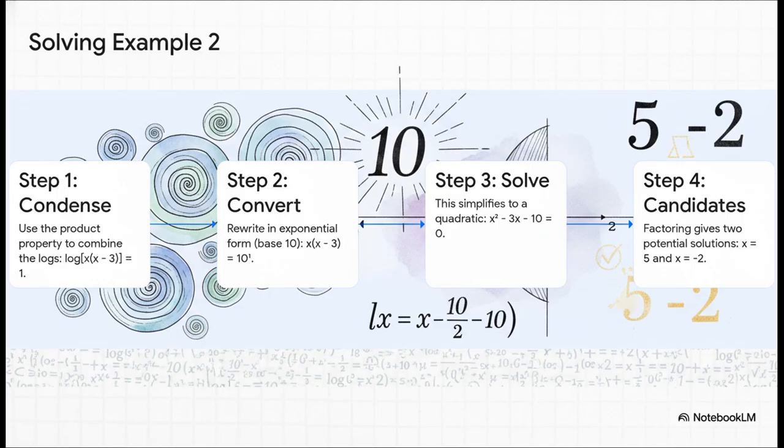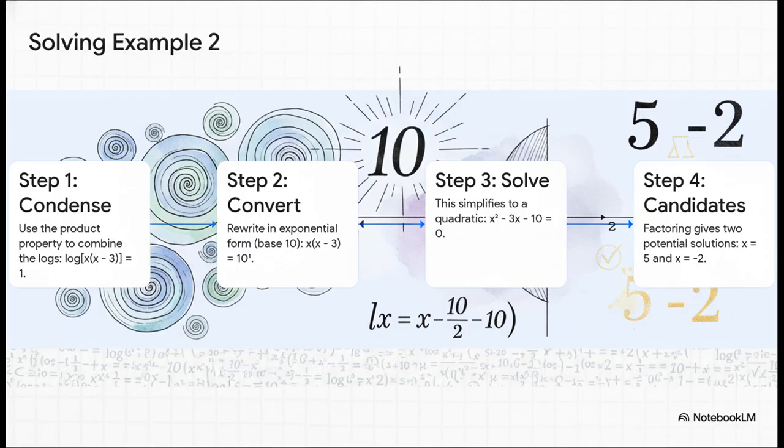Since these two logs are being added, we use the product property, which means we combine their arguments by multiplying them. That gives us log of x times the quantity x minus 3. Now for step 2, convert. This is a type 1 problem now. The base isn't written, so we know it's base 10. This becomes x times x minus 3 equals 10 to the first power.